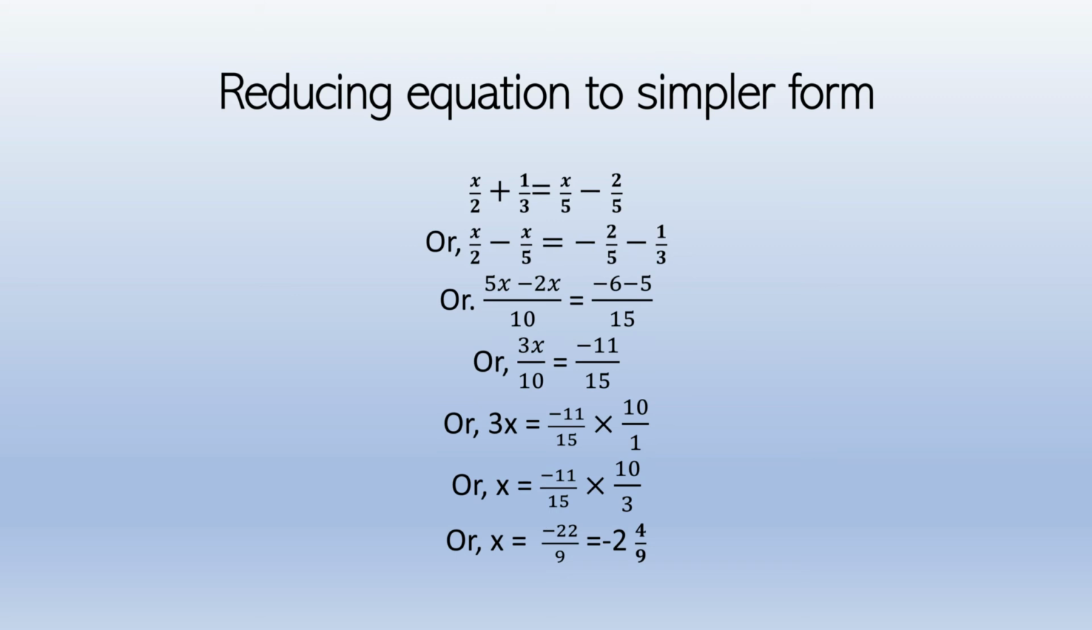Now we are going to change 3 from the left hand side to the right hand side. So our next step is x equal to minus 11 by 15 into 10 by 3. It gives us the result minus 22 by 9, which as a mixed fraction is minus 2 4 by 9. So the solution is x equal to minus 2 4 by 9.